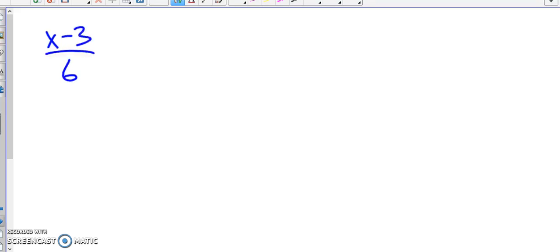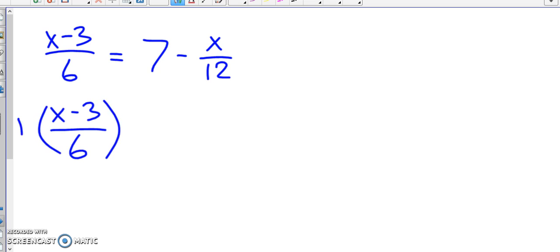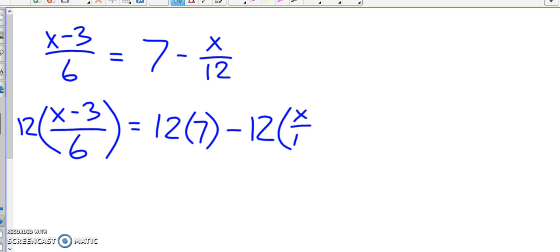X minus 3 over 6 equals 7 minus x over 12. Again, we look for the common denominator. Common denominator would be 12. So, if I take this times 12, so I take everything times 12. Let's see how this works.